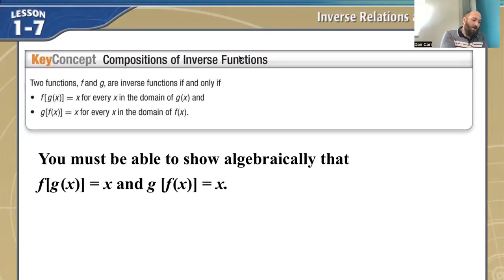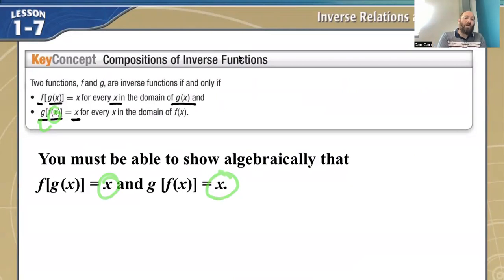So the key is this: if you were to do composite functions where you take your g of x function inside of f, so f of g of x, and g of f of x, it's going to come out to x. Let's say it this way. If you take the composite function and you take g of x, put it inside of f, and you also take f of x, put it inside g, they should end up with the same exact thing at the end. It just comes out to x.